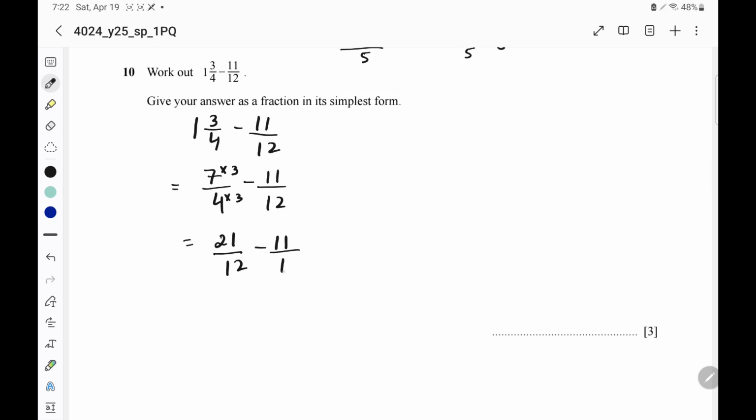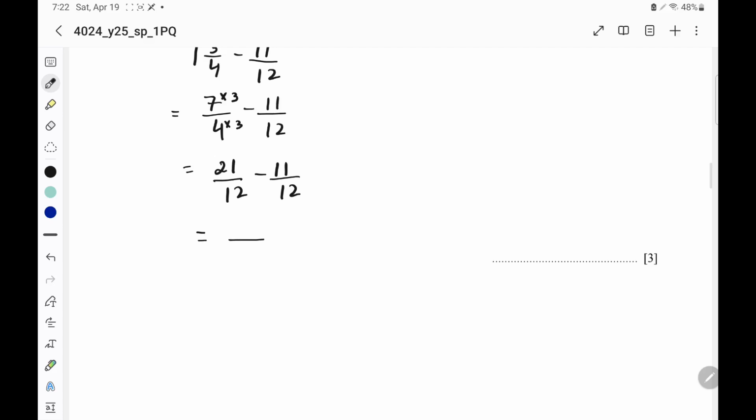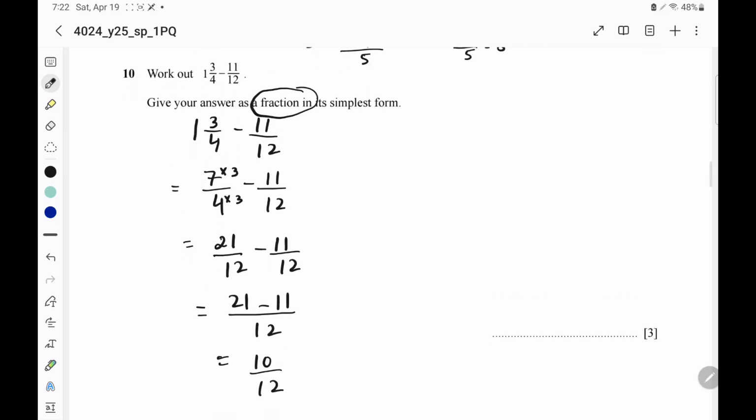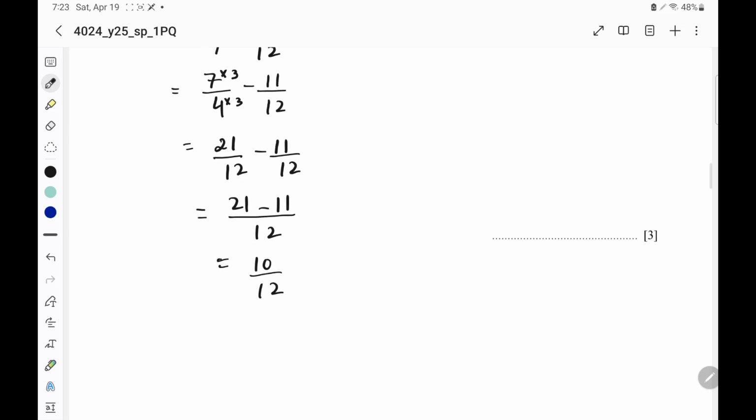minus 11 upon 12. So the LCM is 12. 21 minus 11. So we made the same denominator. The difference between 21 and 11 is 10, so 10 upon 12. They're asking us to write it as a fraction in its simplest form. So 10 over 12 we can't write in decimals, and we can't leave it here. So that is 2 times 5, and 2 times 6 is 12. And that is 5 over 6, which we can't write as a mixed number.